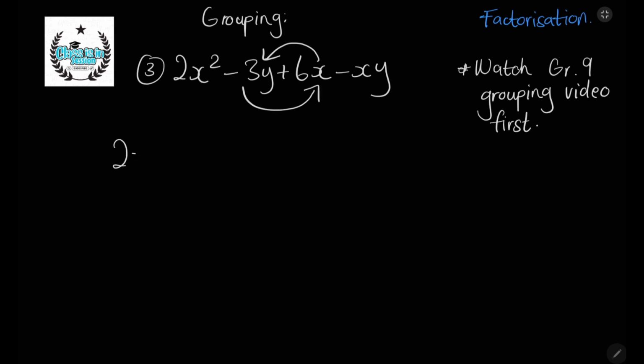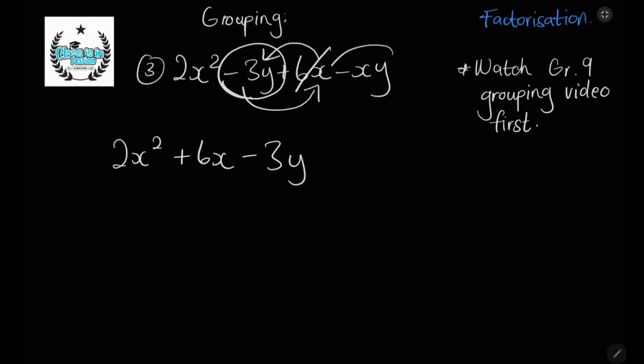Let's rewrite it. It'll be 2x squared plus 6x minus 3y minus xy. For the first two terms, you have 2x squared plus 6x. The last two terms, you have a negative 3y minus xy.